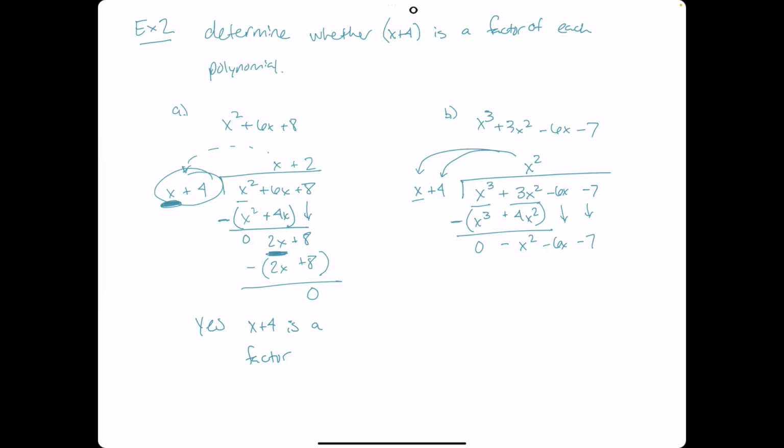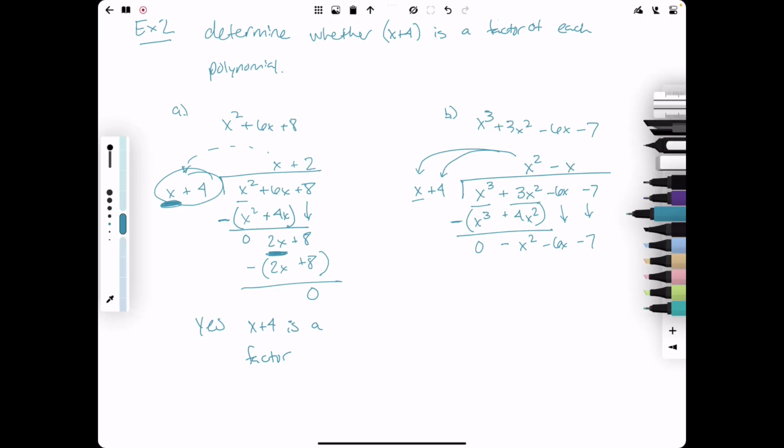What do you have to multiply x by to get to negative x squared? Negative x. I apologize, I was thinking negative 1. So negative x times x is your negative x squared. Negative x times 4 is negative 4x.